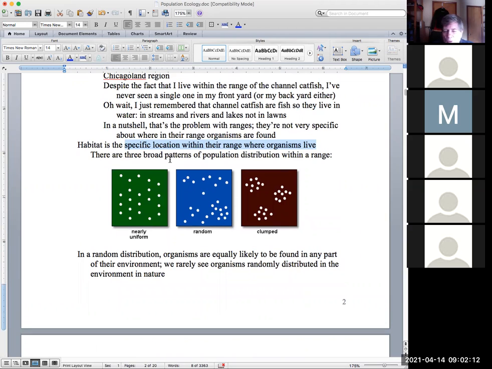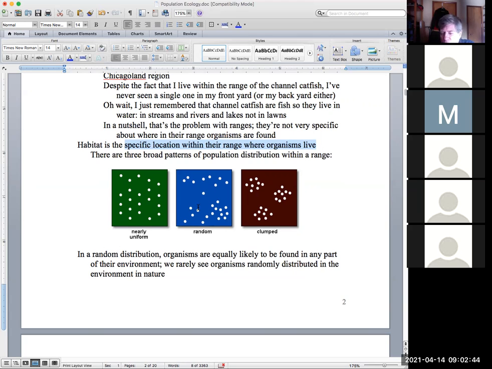And when we look at the patterns that we see within a range, the patterns typically depend on the habitats. So we see three different types of patterns. So let's think about these three patterns that we can observe. One of them we've actually already talked a little bit about. We just weren't really referring to habitat at the time. And that's a random distribution.